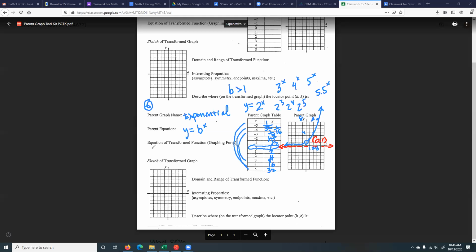Okay, the equation to transform this is y equals a times b to the parentheses x minus h, plus k, big K, all the way on the right. So the x minus h is your exponent, right? This is the exponent, it's small. And the k is not an exponent, it's big.